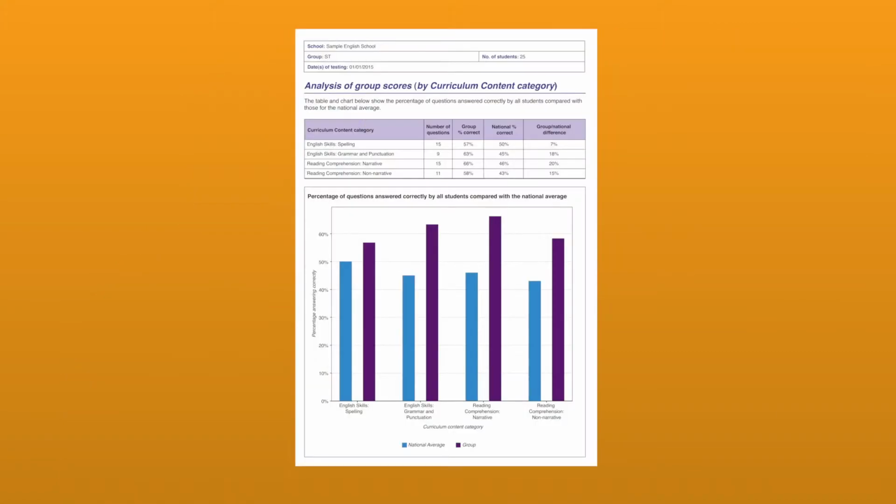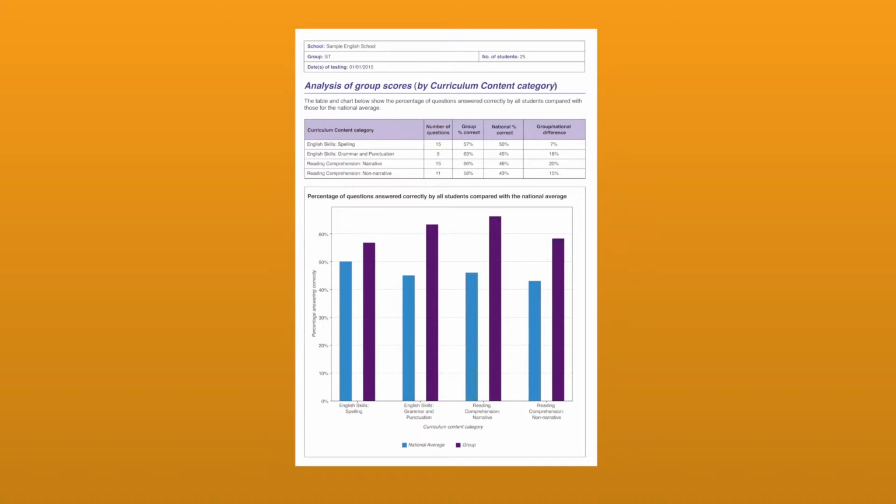In this module, we look specifically at data focused upon curriculum content from the group report for teachers. We'll also look at more detailed data focused on students from the individual student report for teachers and also from the report for parents. This page shows one of the additional areas of analysis, the curriculum content category.